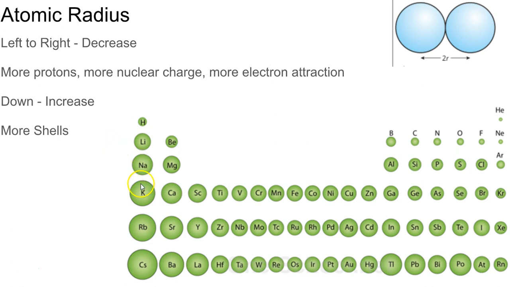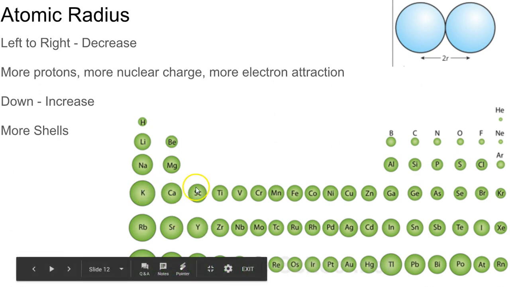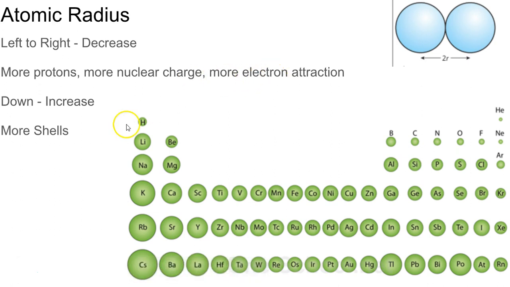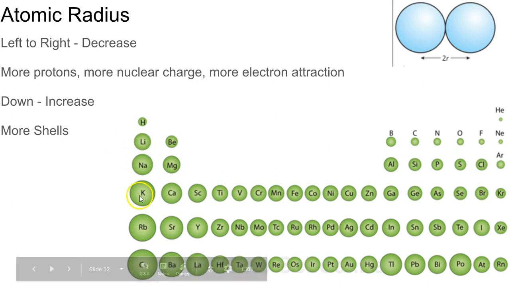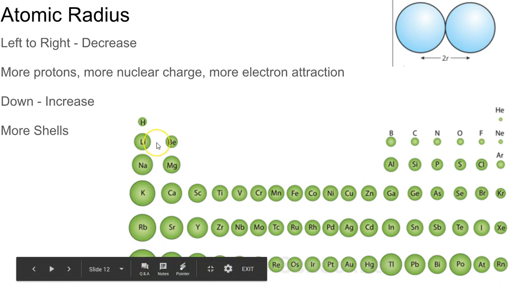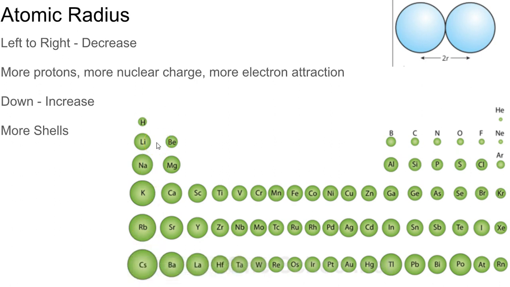The reason for this is because we have more protons as we're going from left to right, more and more protons, and as we get more and more protons, they're going to be pulling those electrons closer and closer in because there's more and more nuclear charge attracting those electrons inward. Now going down the table, it's going to increase because remember, every time we go down a level, we gain another one of those rings or another one of those energy levels. This is going to be the 1, 2, 3 rings, 4 rings, 5 rings, 6 rings, and so on and so forth. So it's going to increase going down the table.